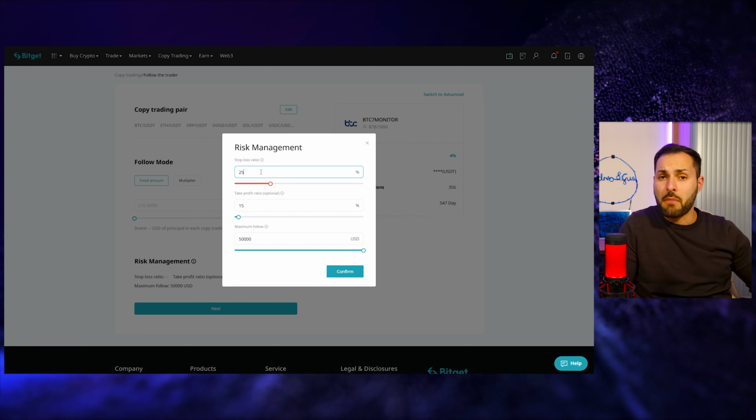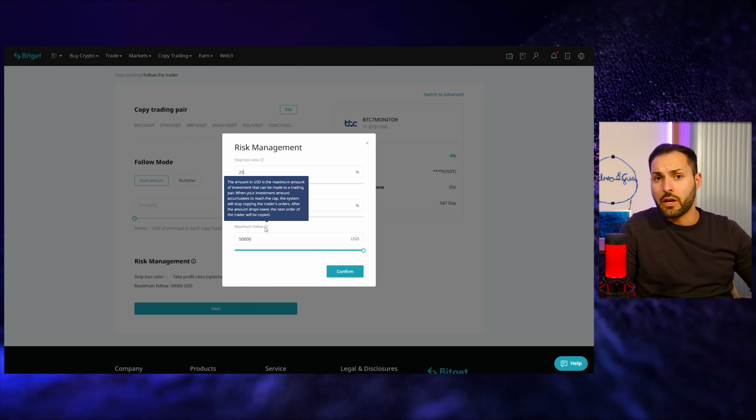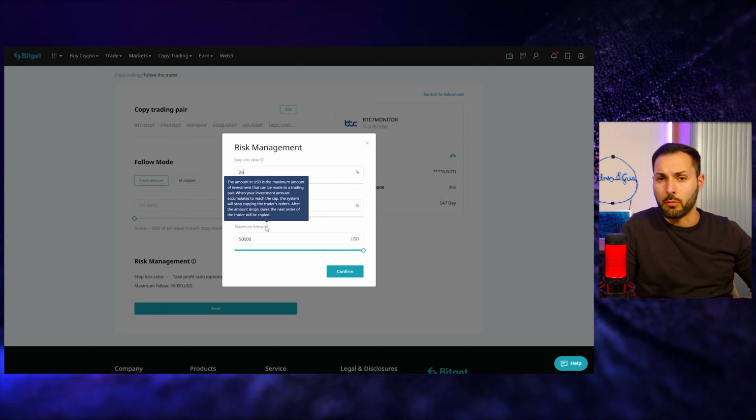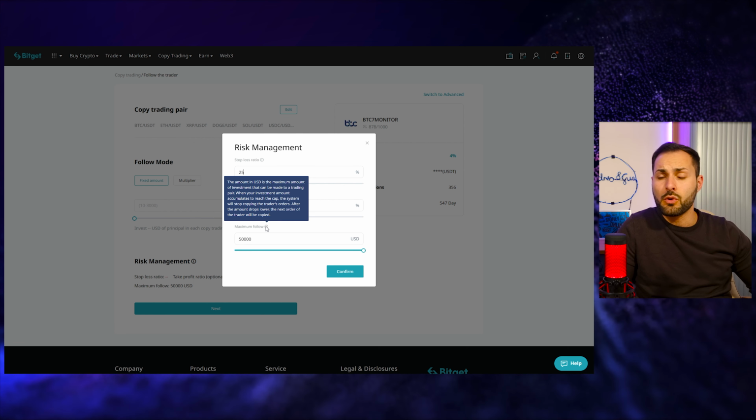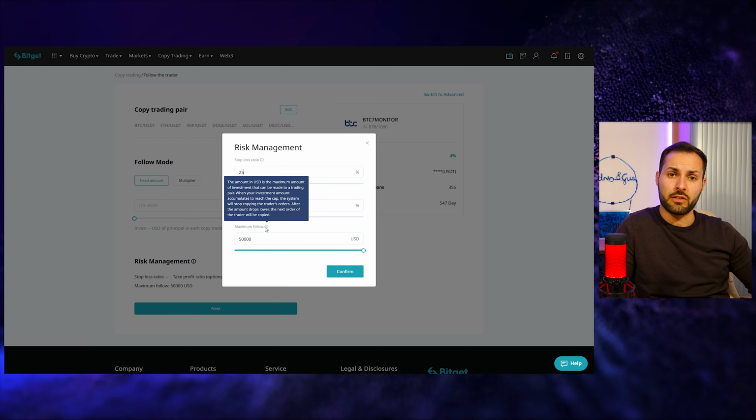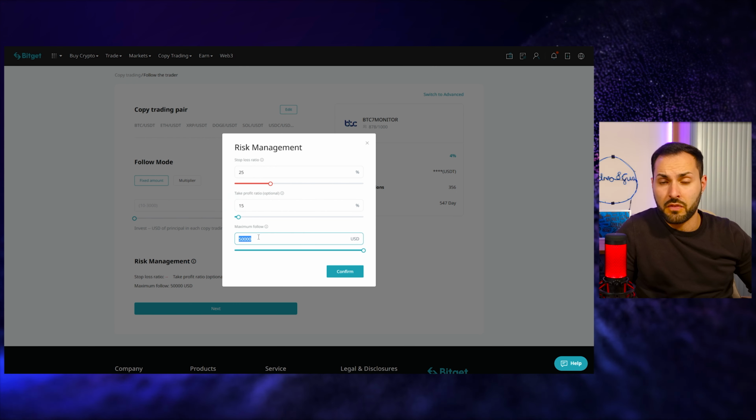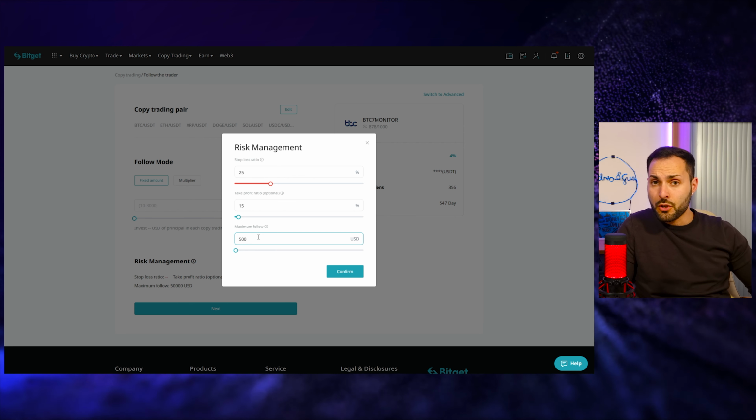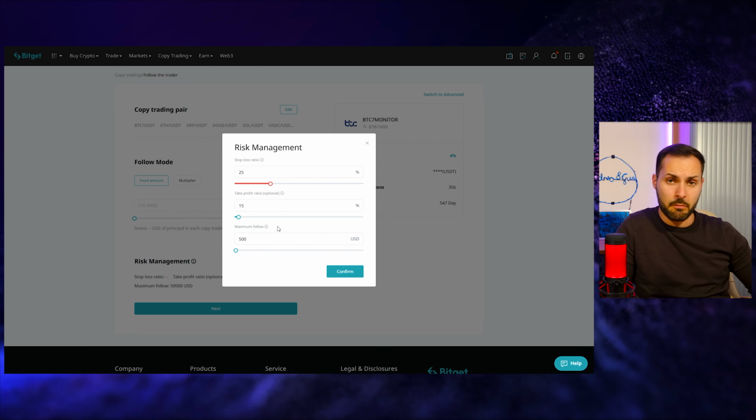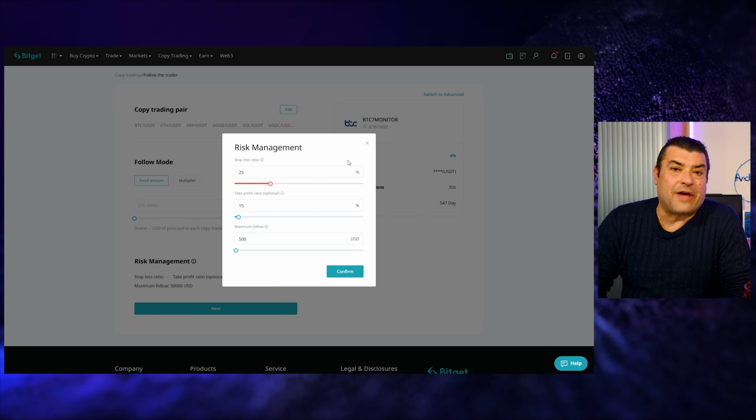Regarding the maximum follow amount per trade, you can either use a fixed amount or a multiplier. If you use the multiplier, you can choose to trade one-to-one with the trader's position, but limit the maximum follow amount to, say, $500. However, this option only applies in the multiplier mode. Now, let's move on to the advanced mode.